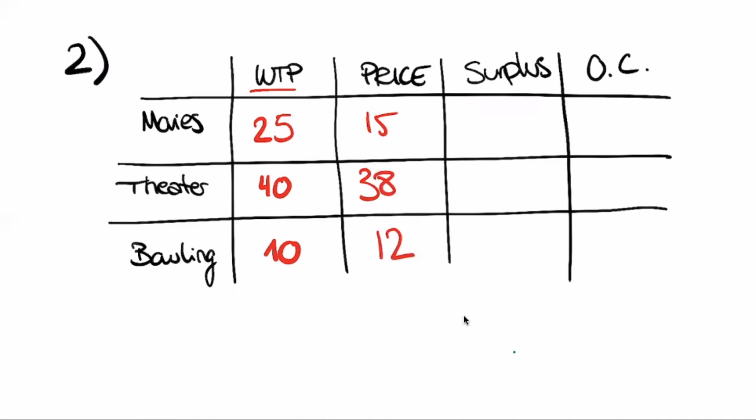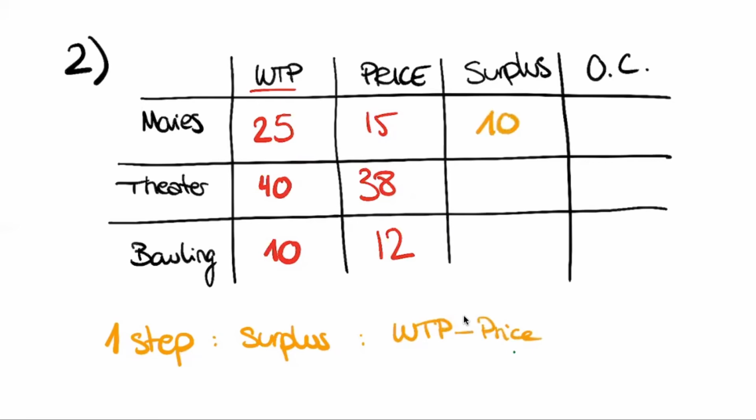And so basically, the first step is to look at the surplus. The surplus is the difference between the willingness to pay and the price. And so here we have 10, 2, and minus 2. All right, and now the second step is to determine the opportunity cost. And to do that, remember from the definition, we have to look at the best next foregone alternative. So how do we do that? We look actually at the surpluses.